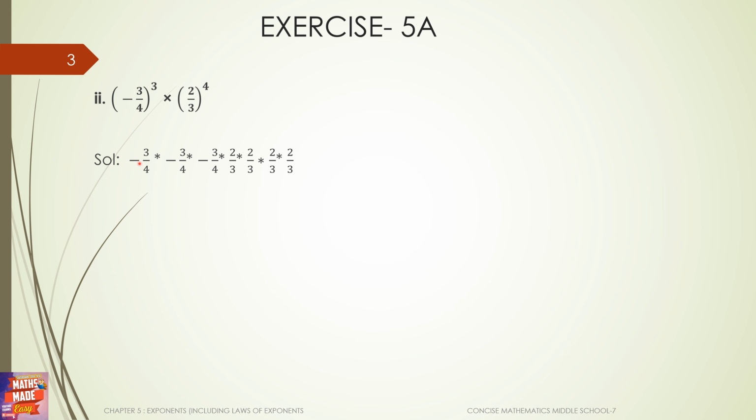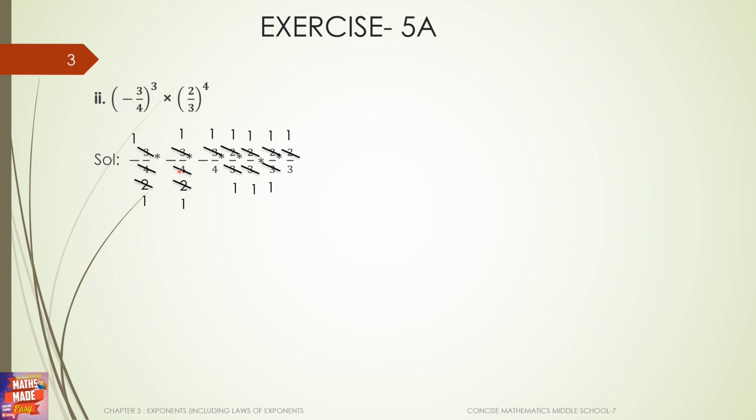So here (-3/4) is repeated 3 times, and 3/4 is repeated 4 times. And now you can just cancel. You will get 3 ones are 3, 3 ones are 3, 3 ones are 3, and again you can cancel it: 2 ones are 2, 2 twos are 4, 2 ones are 2, 2 twos are 4. Now you cannot cancel it anymore, and children, don't forget you are having 3 minus signs, right? Because it is 3, you can just multiply the minus directly: minus into minus is plus, plus into minus is minus.